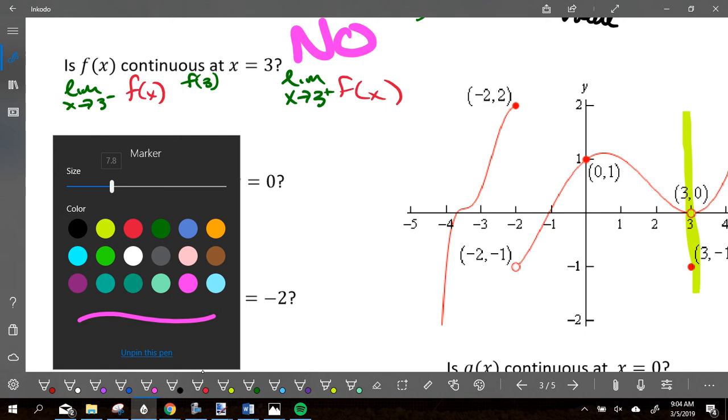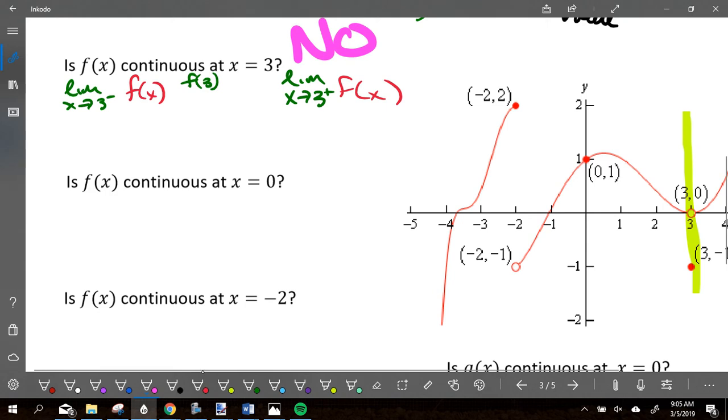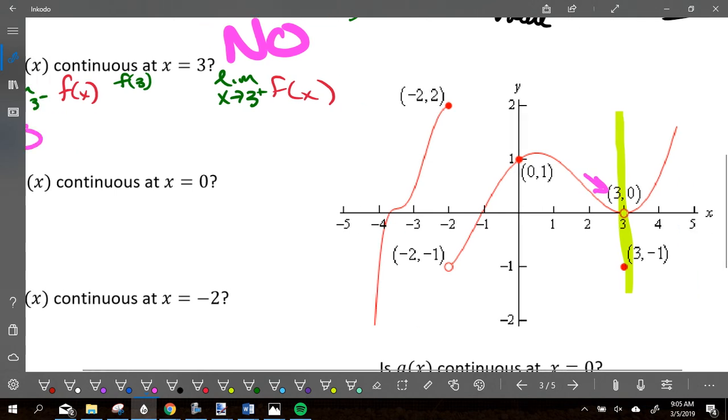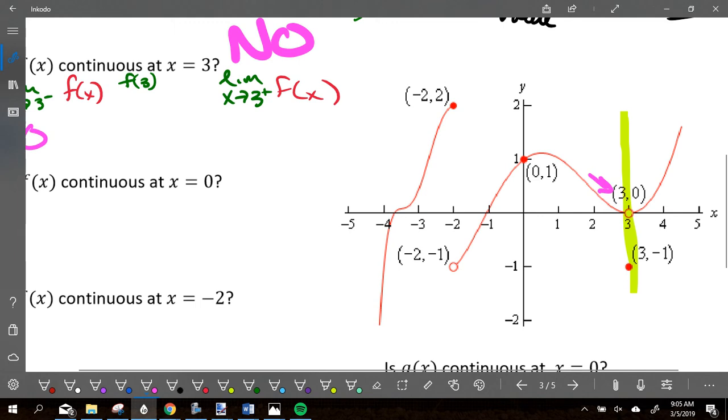So, Amanda, what is the limit as x approaches 3 from the left? It's 0 because we're getting closer and closer to 0. Aisha, what's the limit as x approaches 3 from the right going to get me? Yeah, limit as x approaches 3 from the right is 0 as well. But what is f of 3? It's -1. F of 3 is -1. That's this dot right here. Because that dot is not up where the limit is, it's not continuous. Make sense?